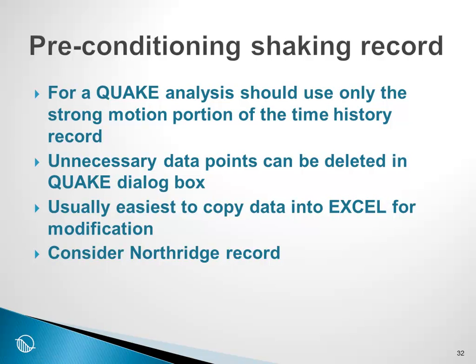For an equivalent linear type of analysis, it's important to do some preconditioning on the shaking record. For a quake analysis, particularly the equivalent linear type of analysis, we should only use the strong motion portion of the time history record. Recall that we are only looking for peak values, and once we have established the peak values, then any analysis thereafter to the end of the record is really not necessary. And so we can make the analysis manageable by deleting unnecessary data from the earthquake record.